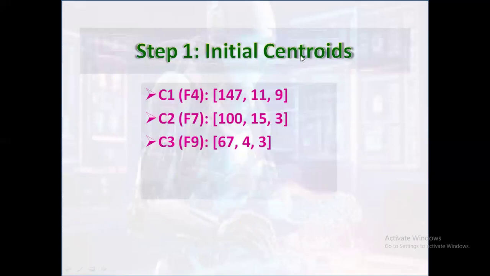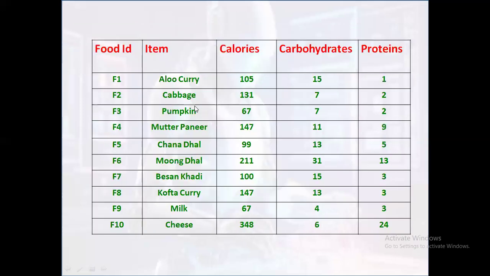First step, we have to find out the initial centroids. So what are the values given? F4, F7 and F9. F4 we are considering as C1, cluster 1. F7 is considered as C2, cluster 2. And F9 we are considering as C3. What are the F4 values? We take the 3 column values, calories, carbohydrates and proteins: 147, 11 and 7. Next, the C2 cluster is F7, Besan Curry: 100, 15, 3. And finally, C3 is initialized as F9, that is milk: 67, 4, 3.